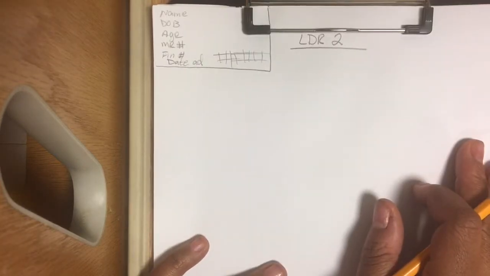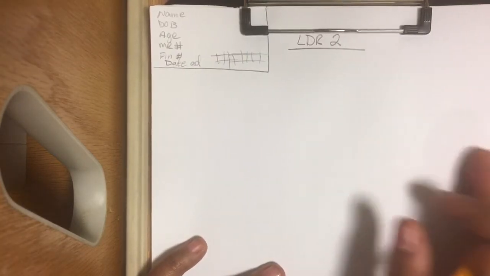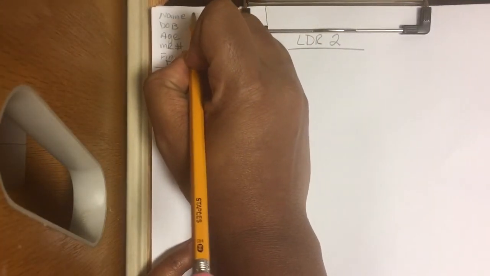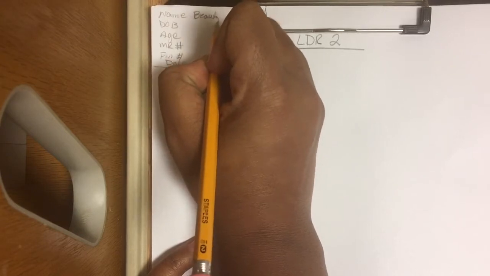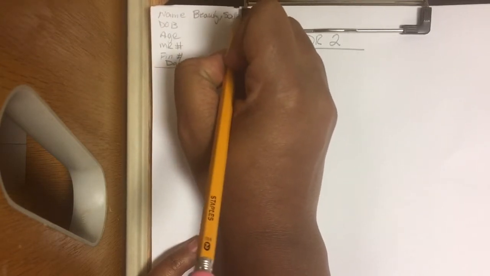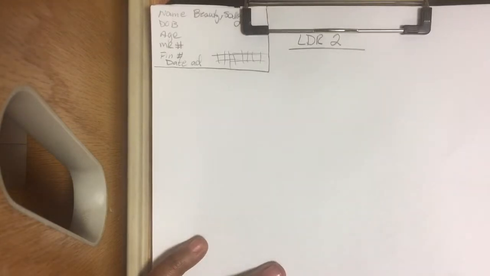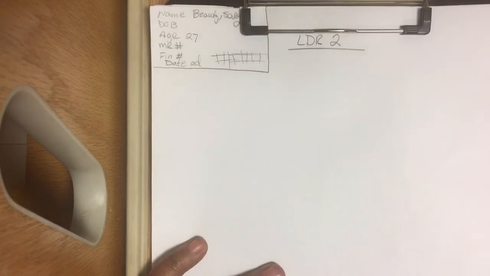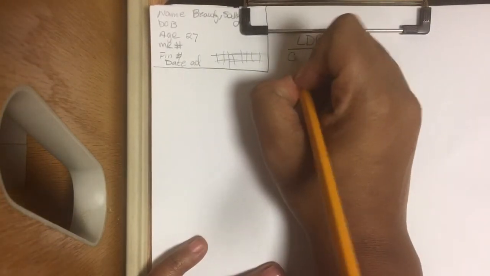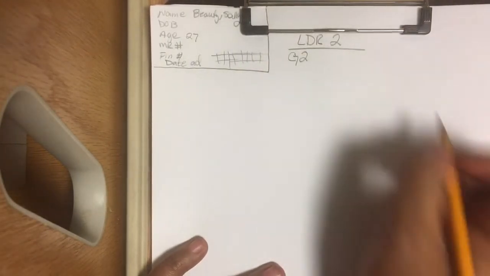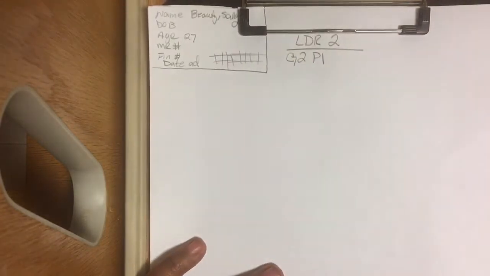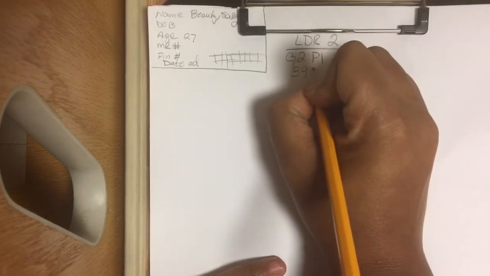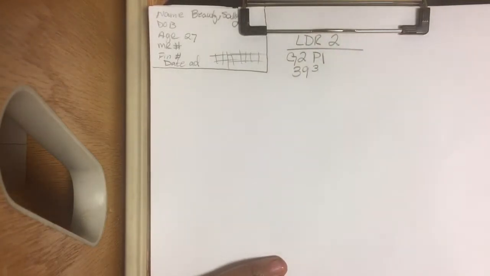So what do we need to know about this patient? Let's say this patient's last name is Beauty. First name is Sally. I like that because I like Sally's Beauty Supply. Don't judge me. Let's say she's 27 years old. She is a G2, meaning this is her second pregnancy. P1. She has 1 kid at home. Let's say 39 weeks and 3 days pregnant.